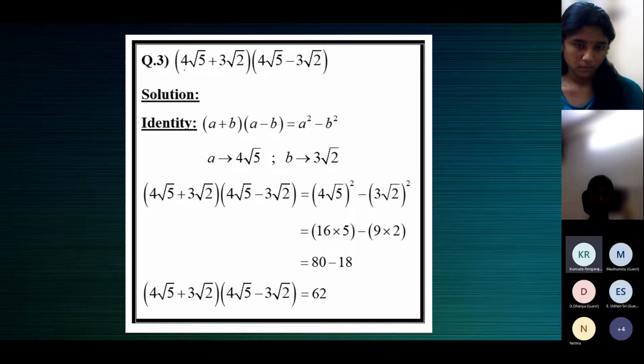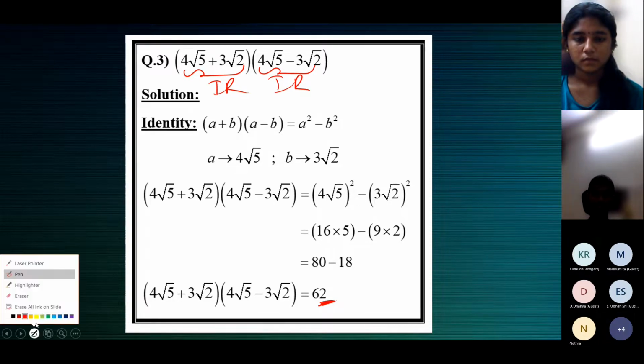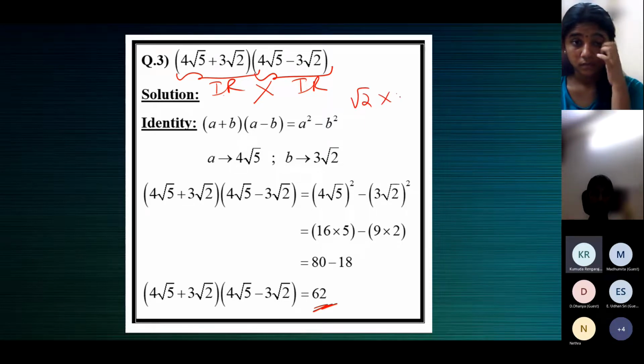So this is an irrational value, and this is another irrational value. You can see that the product of these two irrationals is rational. This one is irrational, this one is irrational, and the product of these two irrationals is rational. That we already know. Root 2 is irrational, again root 2 is irrational, and their product is rational.